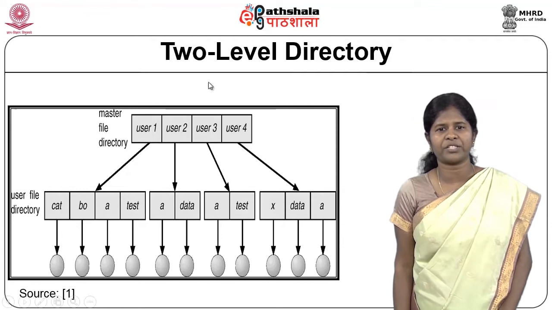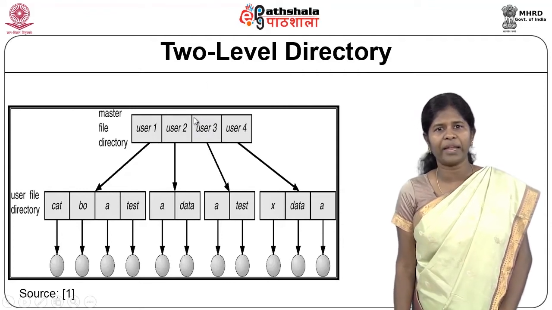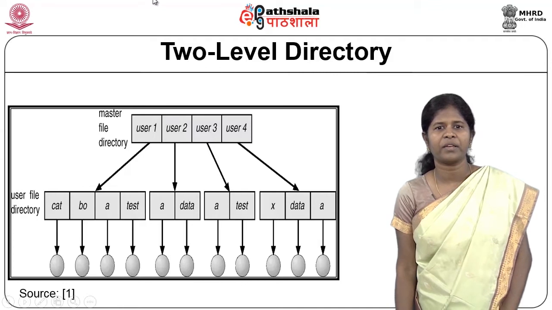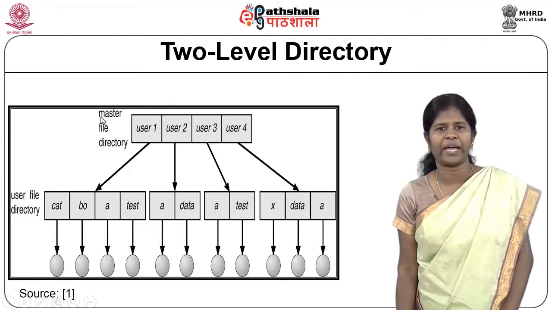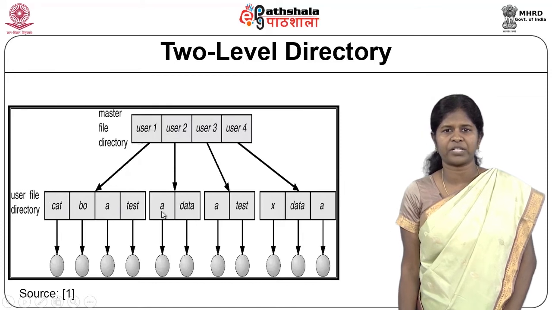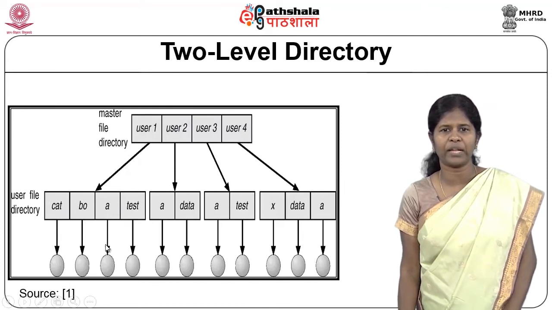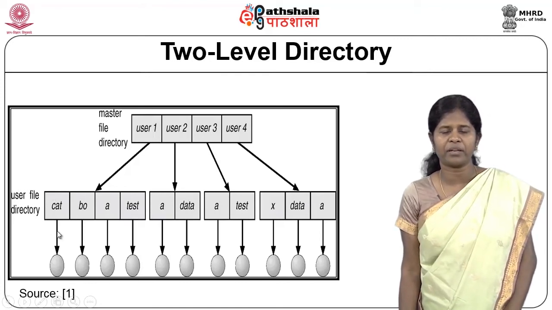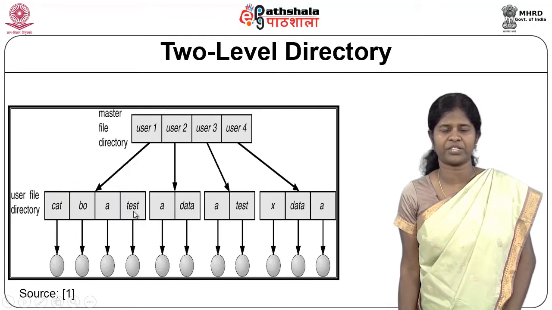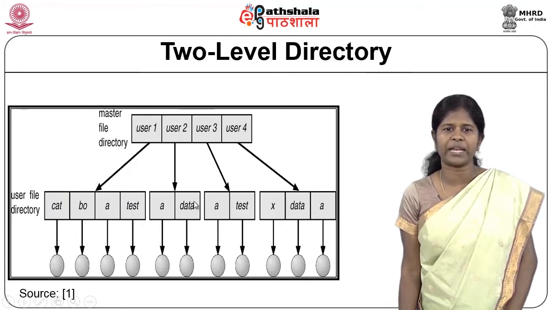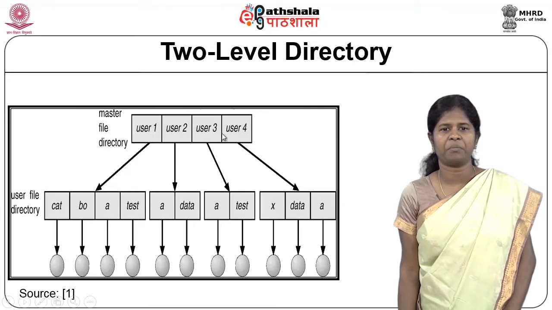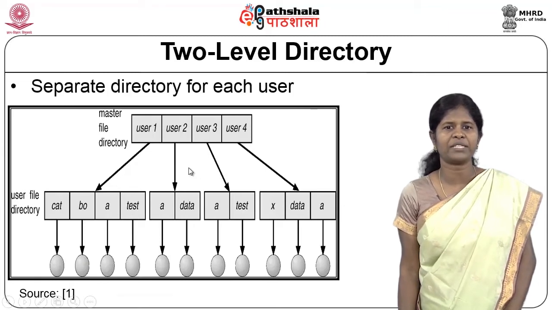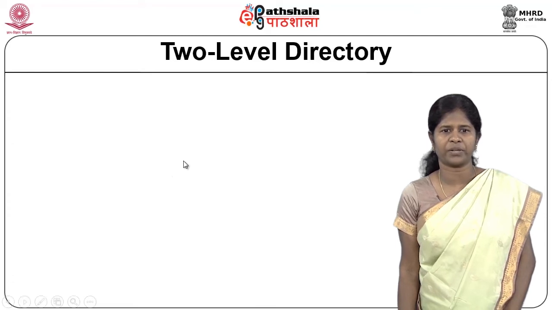In a 2-level directory, one more level of hierarchy is given. That is, there is a master file directory, and beneath this master file directory there are a number of user file directories. Each user here will have his own user file directory, and his files will be kept beneath this user file directory, and all these user directories will be kept beneath the master file directory. So, we have a separate directory for each user.